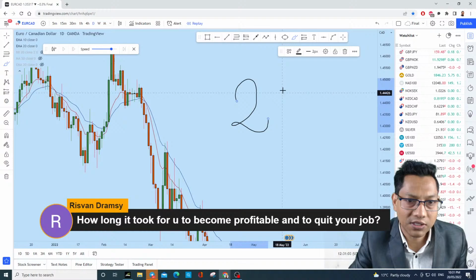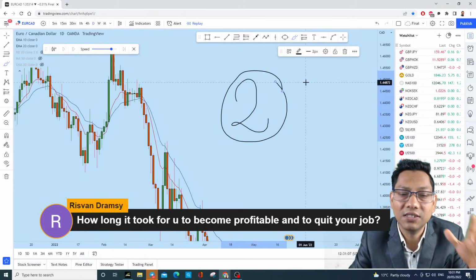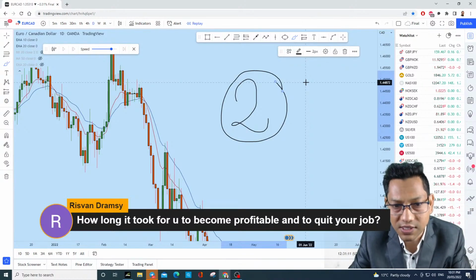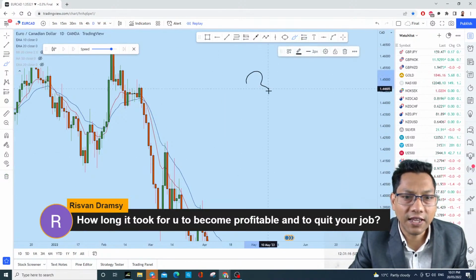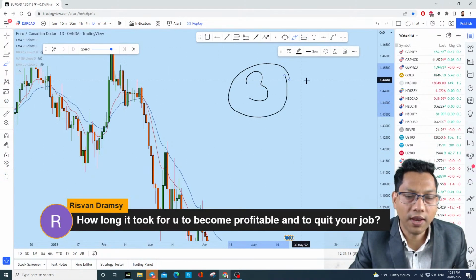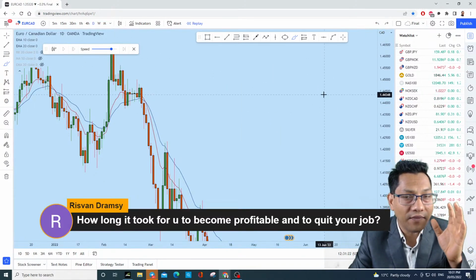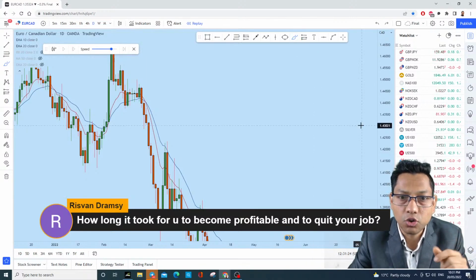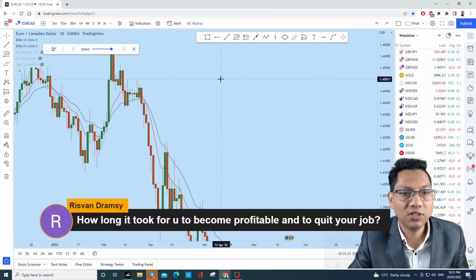Okay, that is stage 2: you are still losing, but you are realizing that something is wrong, something is not right. I need to find out something, it's still losing. This is stage 2. Stage 3 is when you are not losing, not gaining, when you have a strategy. After stage 2, you start to realize and find a strategy, start to understand the market. Then you are in stage 3.